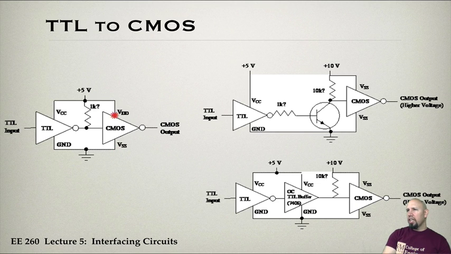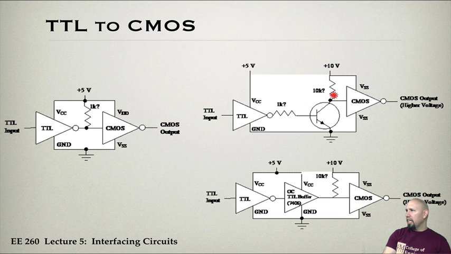So here's a circuit that would convert from TTL to CMOS. Notice in this case we have VDD instead of VCC. Here's a conversion circuit. Notice it involves 2 inverters. One is a TTL level inverter, the other is a CMOS level inverter. That's if you have TTL in and a CMOS out.